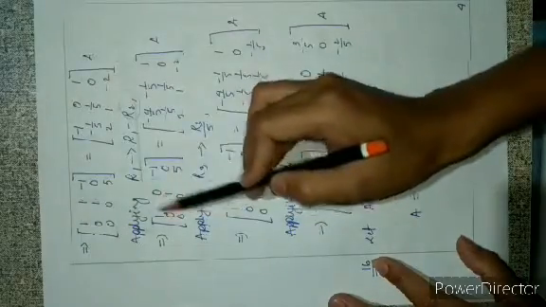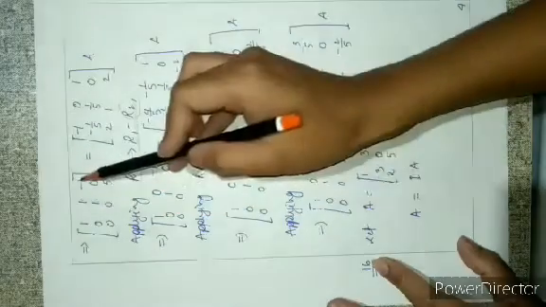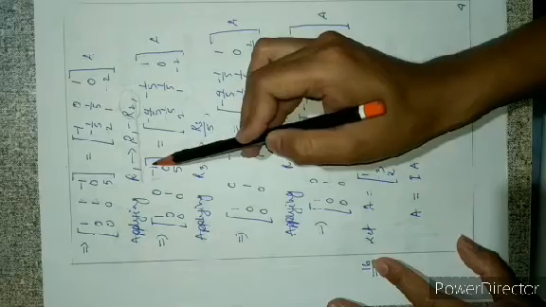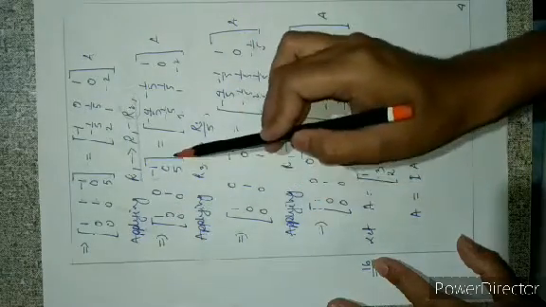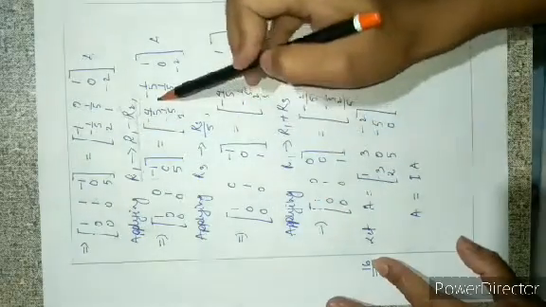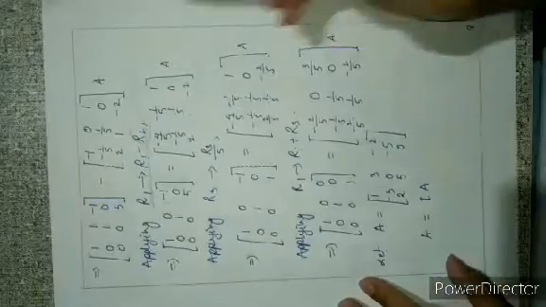1 minus 0 is 1, 1 minus 1 is 0, minus 1 minus 0 is minus 1. Then write all the elements of the second row and the third. Apply this operator on the right hand side also.